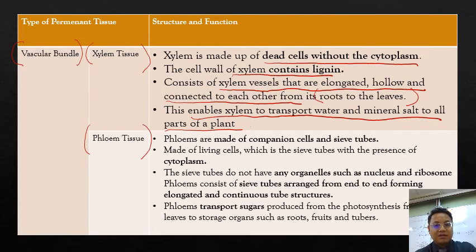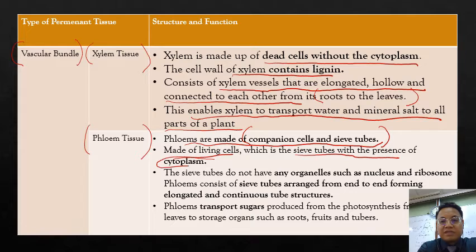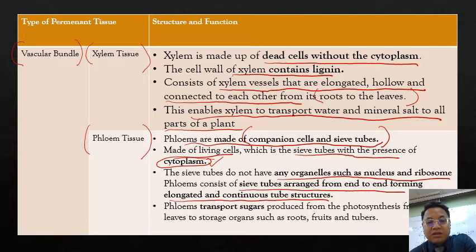The next vascular bundle is phloem tissue. Phloem is made up of two types of cell: companion cell and sieve tube. Unlike xylem tissue, phloem tissue is made up of living cells, with the presence of cytoplasm. Sieve tubes do not have organelles such as nuclei and ribosomes. Phloem consists of sieve tubes arranged end to end, forming an elongated and continuous tube structure. So both xylem and phloem are tube structures.